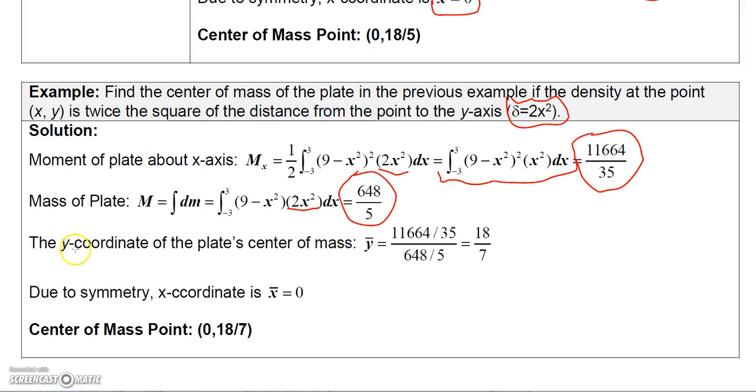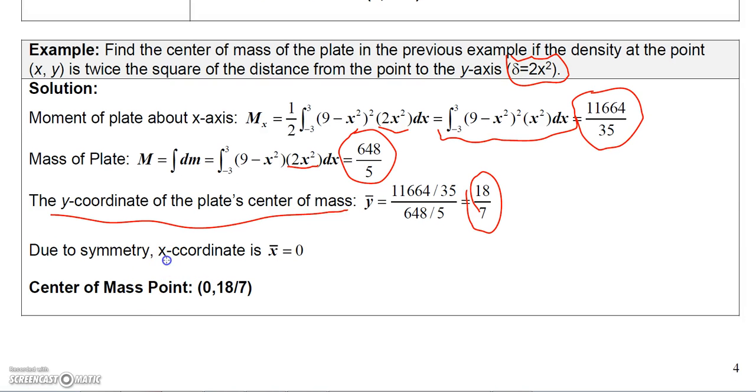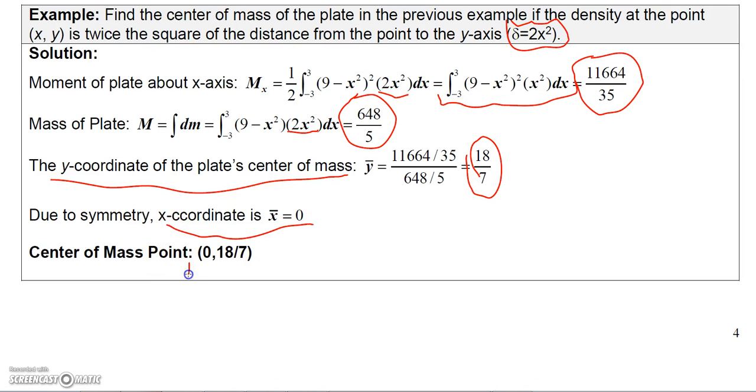And then finally, to get the y-coordinate of the plate's center of mass, that y-coordinate, y bar, would be the moment about the x-axis, which is 11,664 over 35, divided by the mass of the plate, which is 648 over 5. And if you reduce that, you get 18 over 7. And then again, due to symmetry, the x-coordinate is just going to be 0. So your center of mass point would be x equals 0 and y equals 18/7.